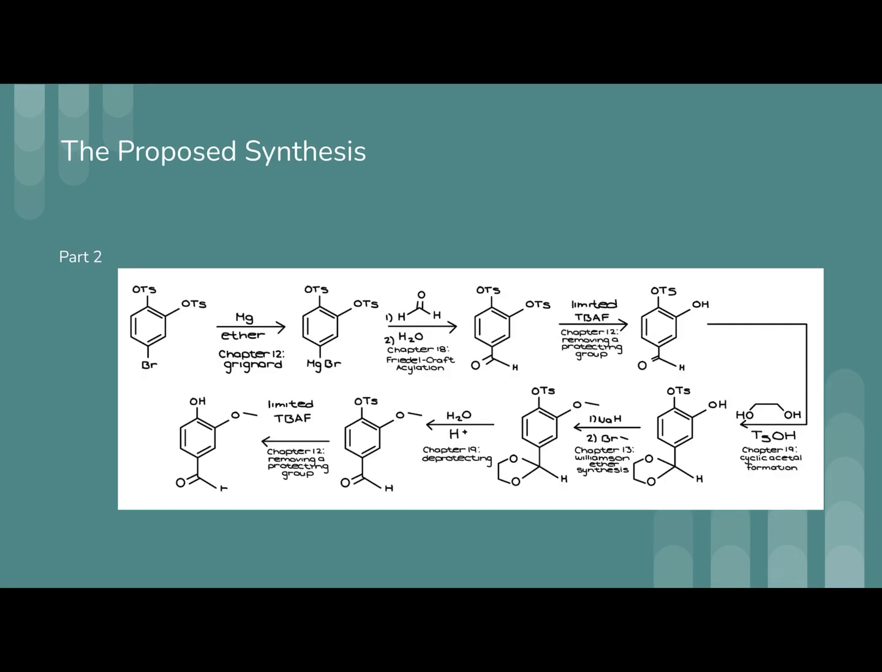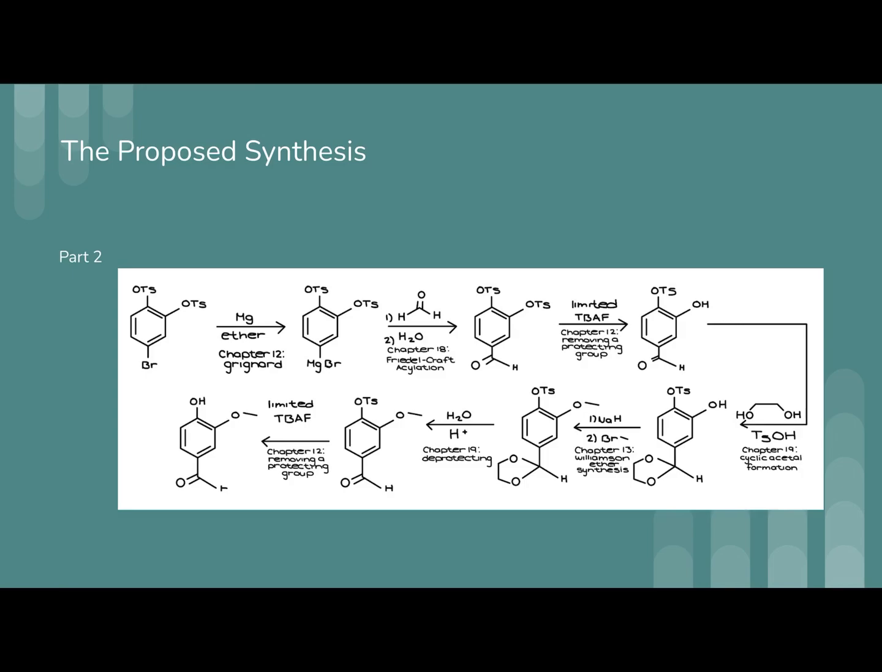Moving on to the second part of our vanillin synthesis, our next step is to combine our intermediate with magnesium metal and ether. This gives us a Grignard reagent that is then capable of attacking the formaldehyde we will bubble through the solution, and finally quench that reaction with water to give us an aldehyde that replaces our original bromine group.